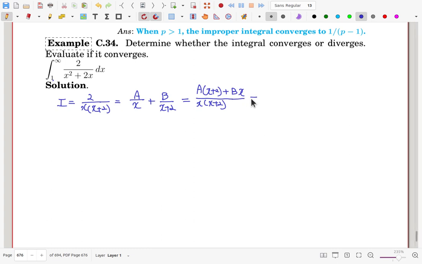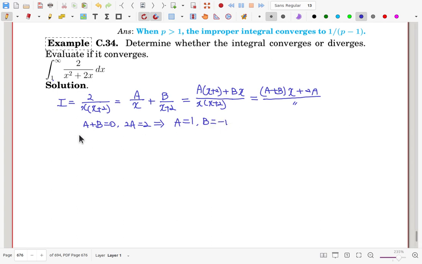Okay, from here, the coefficient of the x term is a plus b, and the constant term is 2a, divided by the same denominator. That must be the same as 2, which means that a plus b must be 0, and 2a must be 2. From here, a is 1 and b is minus 1.